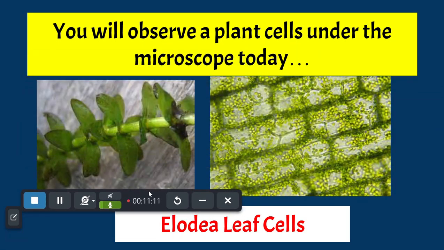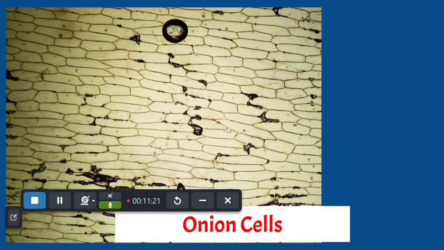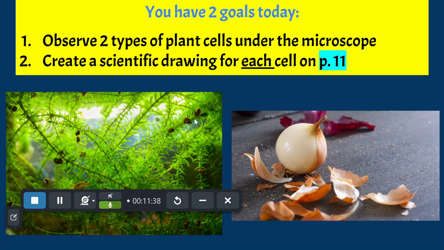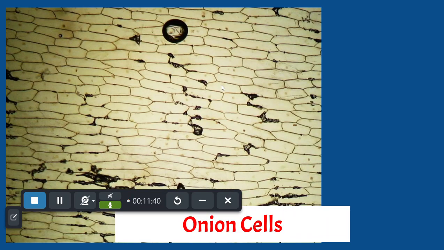And so we're going to look at Elodea. This is Elodea without a microscope. This is Elodea with a microscope. And we're also going to be looking at onion cells. Most of the onion slides were slides that I prepared in the morning. And so I actually cut up an onion and peeled off layers and used iodine, which is kind of a yellow substance, to stain it.